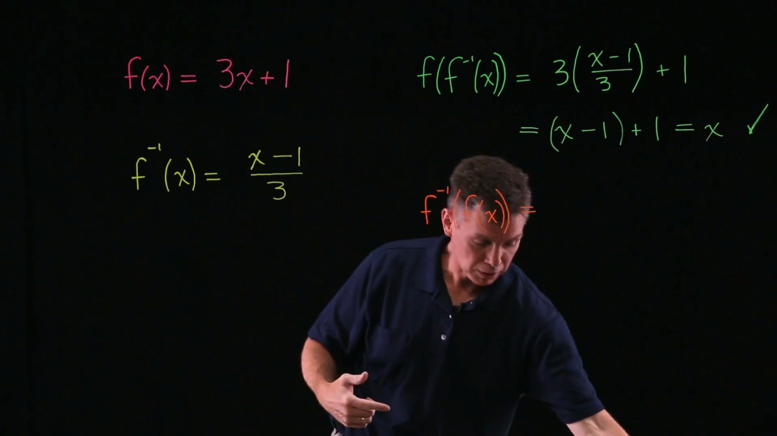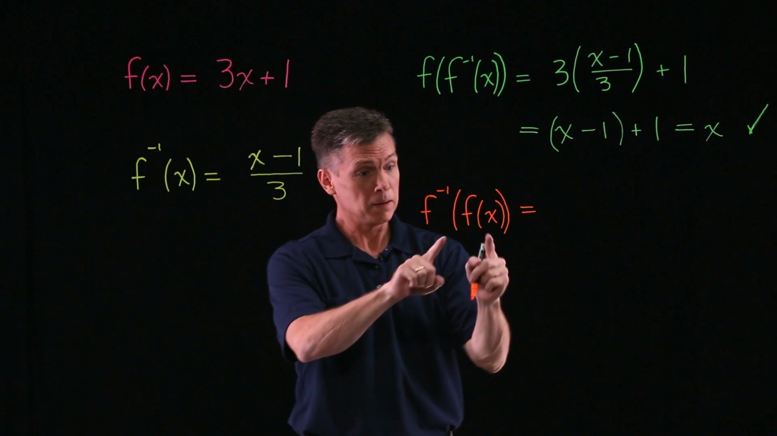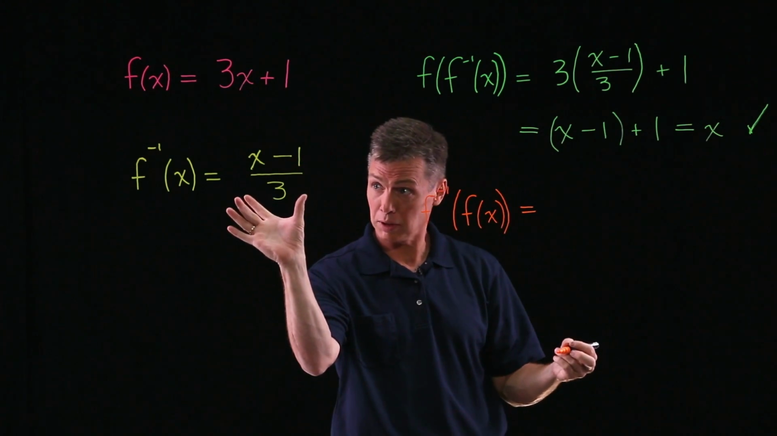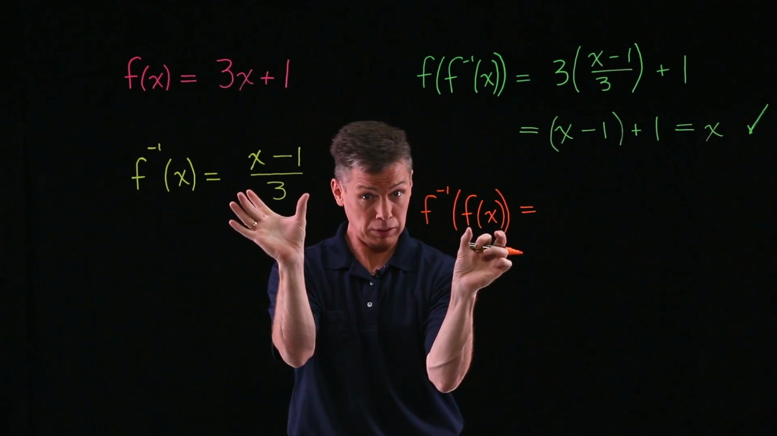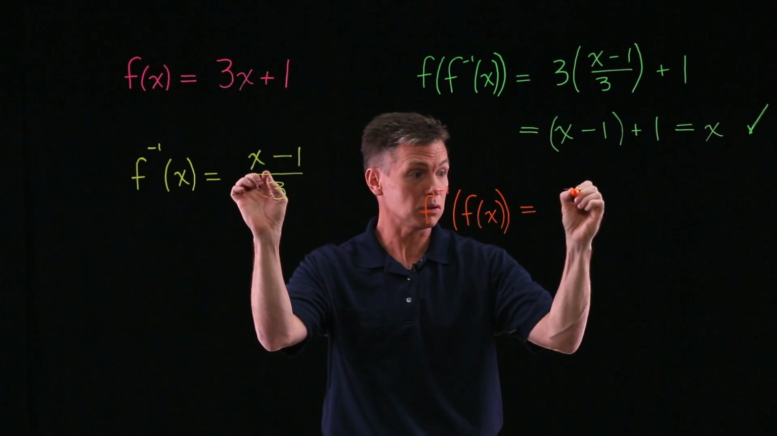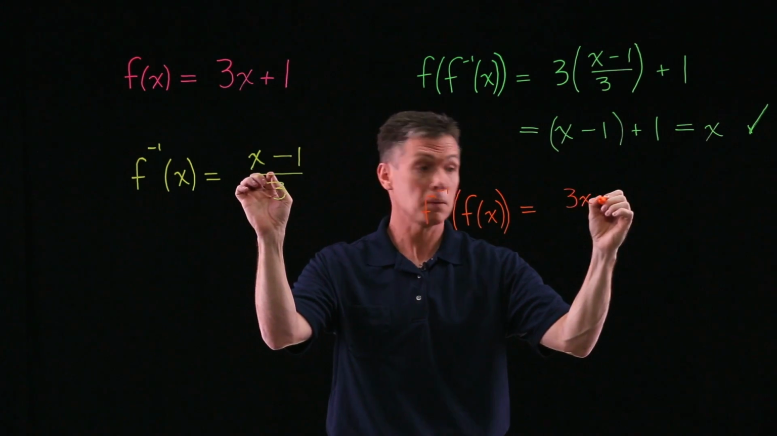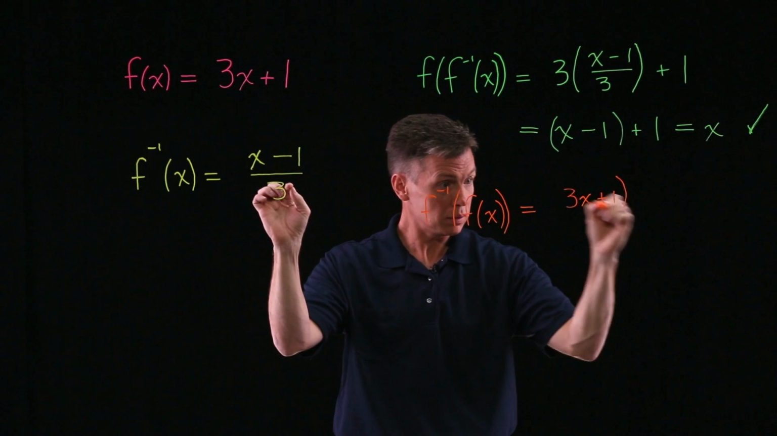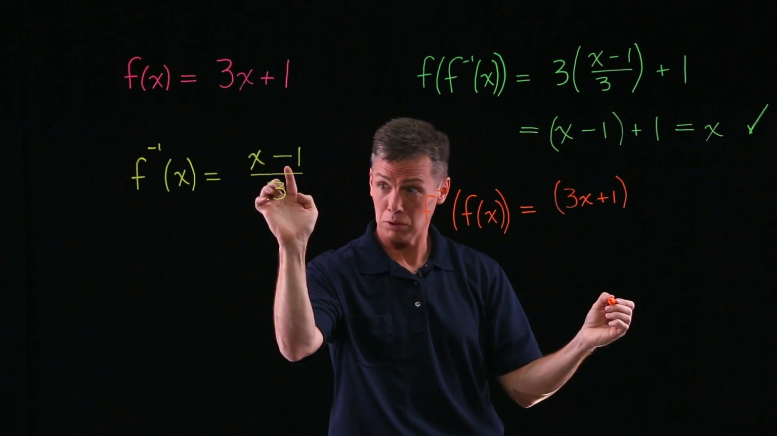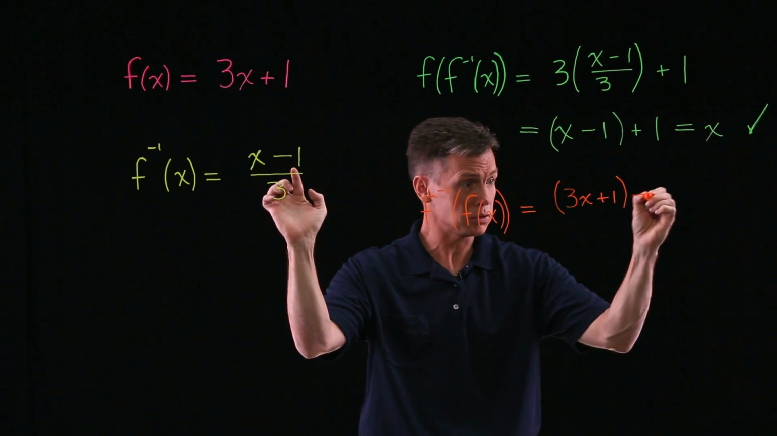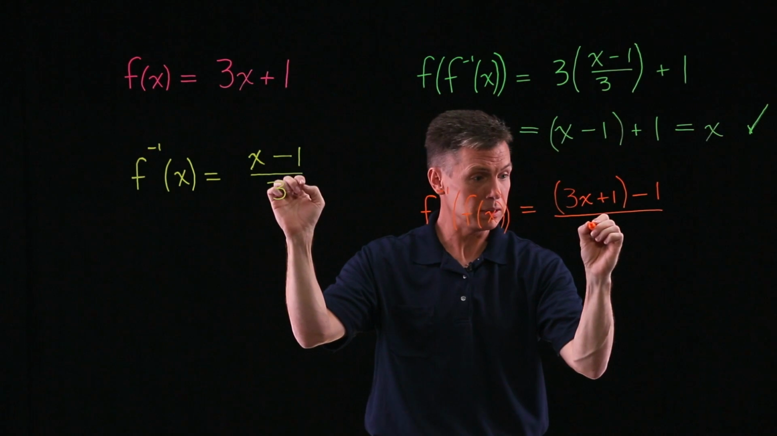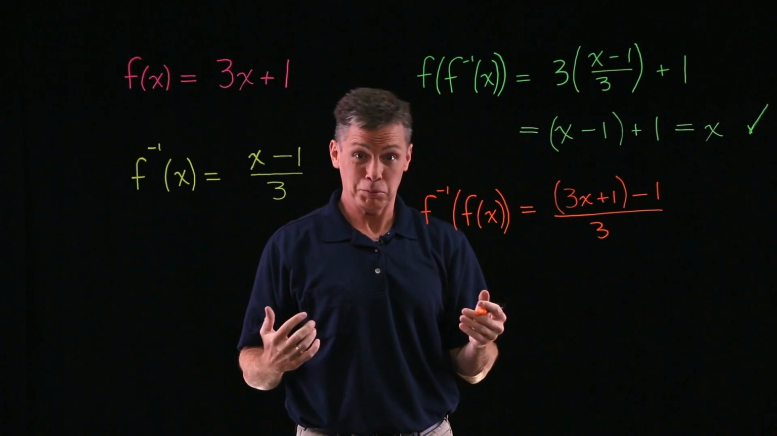So now we check the composition in the other order. f inverse is the bigger function, so I take a look at this guy. But my input is f of x. So right off the bat, what I want to write is the 3x plus 1. And again, that's just the input of x. Pick up with the rest of f inverse, which is minus 1 in the numerator, big divided by 3. And then simplify.